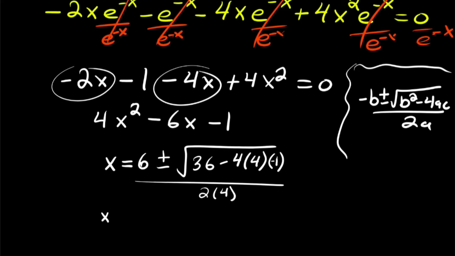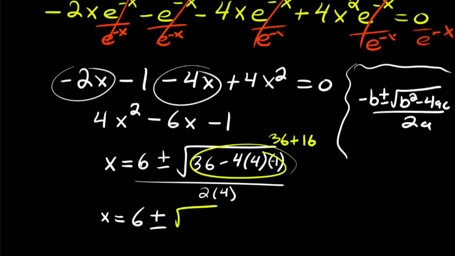Okay. And so then we get 6 plus or minus the square root of, this is plus 16, so this is 36 plus 16, which is 52, and all over 8. And I'll just leave it like that.